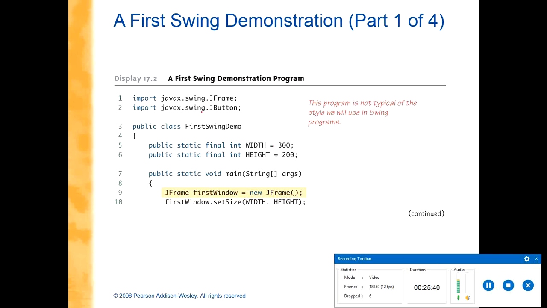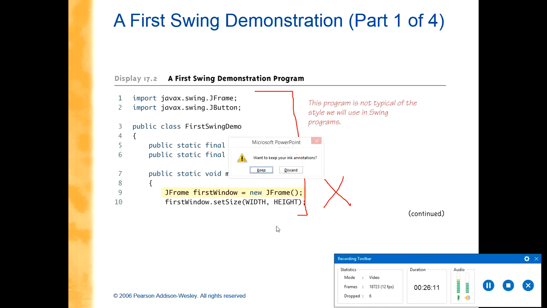So let's first of all understand this program. This program is not a typical style we will use in Swing programs. This is a style I am just going to explain, but we are not going to follow this style. We are going to follow the other style in all our programs. So first thing is we need to create a frame. So how to create a frame? Frame is in the Swing package, javax.swing.